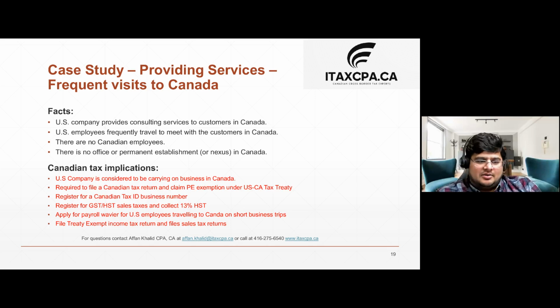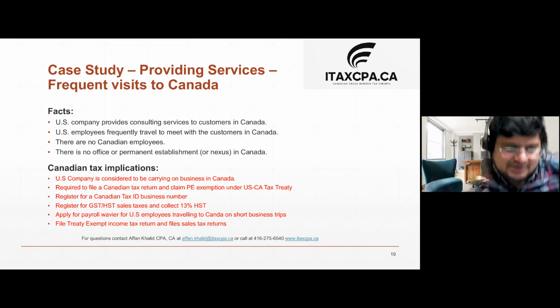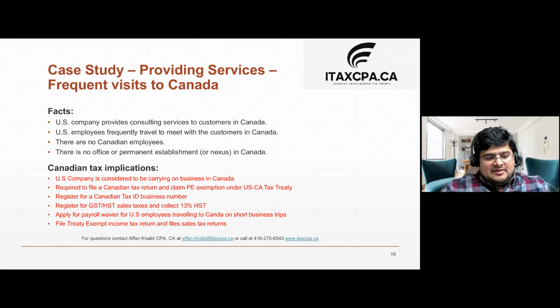Requirement to file, requirement to register, requirement to collect GST, HST. Of course, I am over exaggerating over here for GST, HST, but just keep in mind that if there is cross border travel involved and work is being done on site in Canada, there are Canadian tax issues to be addressed. That's the key takeaway.